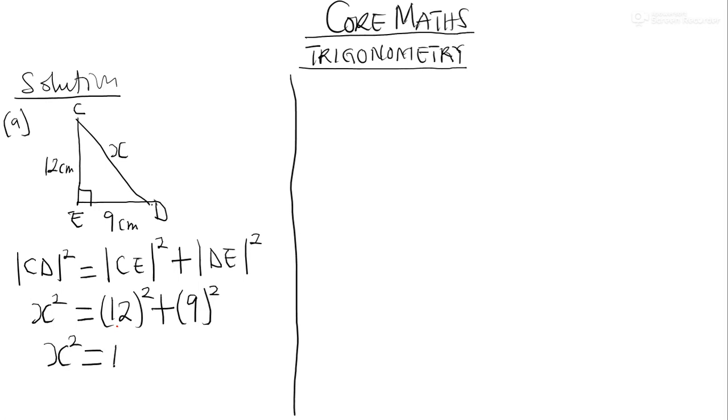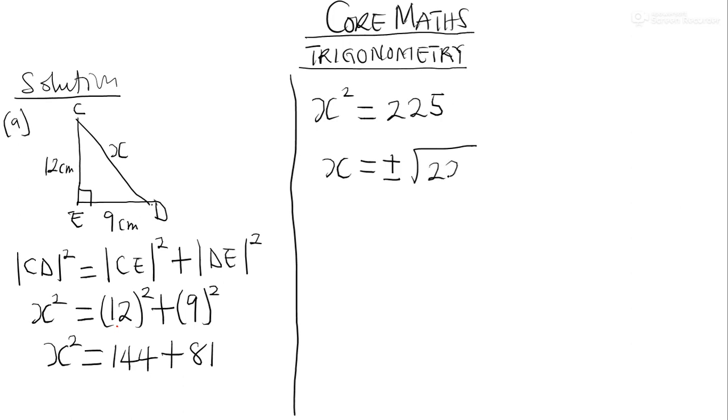Good. So this one will give us 144 plus this one will give us 81. So we now have x squared equals, so 144 plus 81, what will you get? Good. So you get 225. Okay. So we want x and it is squared. So what do we do? We find the square root of both sides. Good. So x will be equal to plus or minus the square root of 225. Okay. And this will give us plus or minus 15. Good.